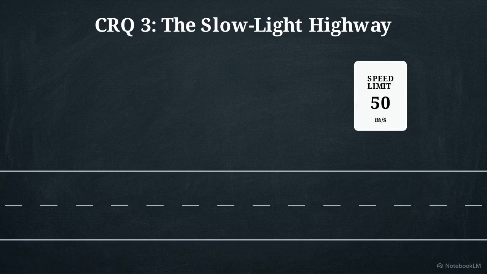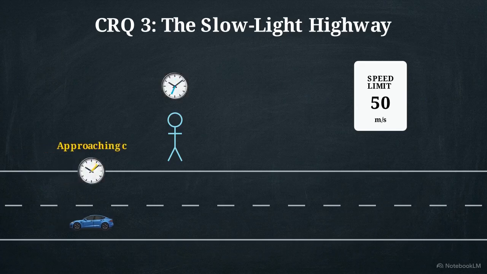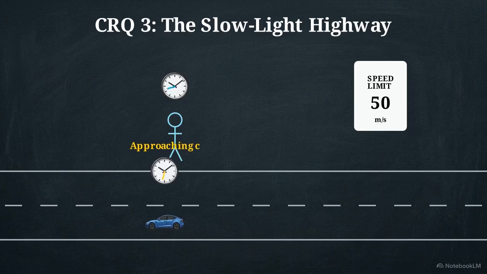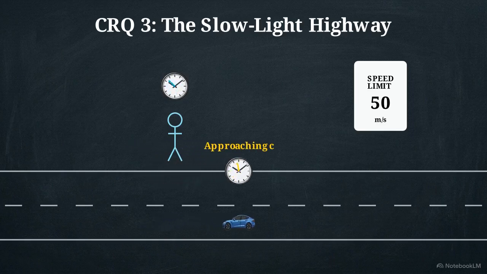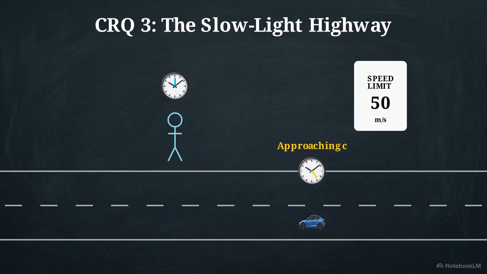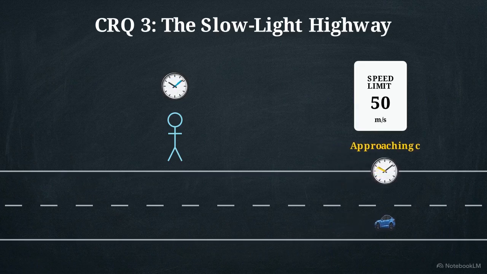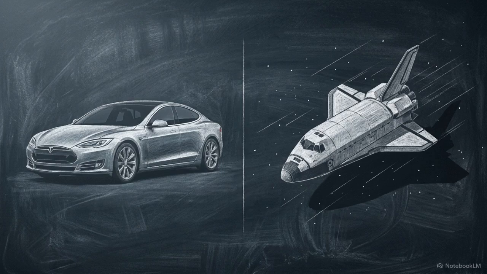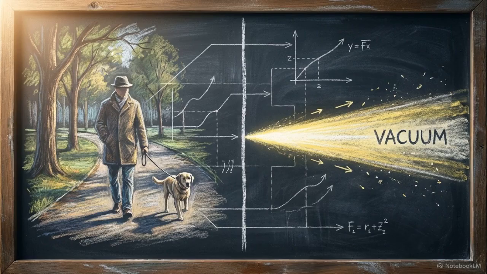Now consider CRQ 3. What if the speed of light were only 50 meters per second? 50 meters per second is a typical highway driving speed. If light moved this slowly, a car on the road would approach the speed of light relative to you. You would see the car physically compress in length, and the driver's clock would tick much slower than yours. The math shows that relativity is a physical reality at every speed. We simply don't perceive these changes because our daily movements are so much slower than the true value of c.